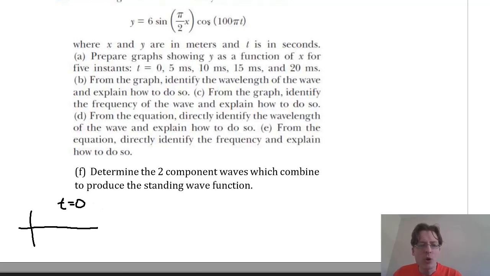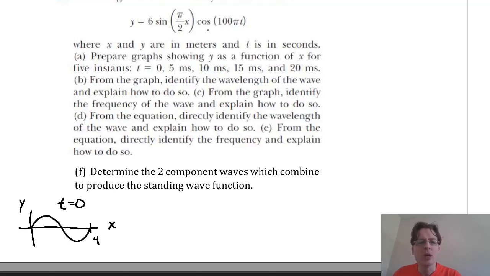At t equals 0, cosine is equal to 1. And I just have a graph of 6 sine kx. So here's y as a function of x. And it's just a sine function. This is 4 meters right here. Let's see what we get at 5 milliseconds. At 5 milliseconds, you can check that this cosine part is equal to 0.